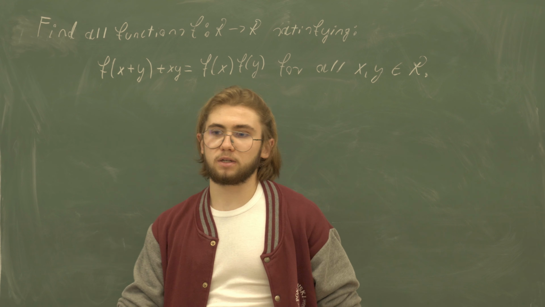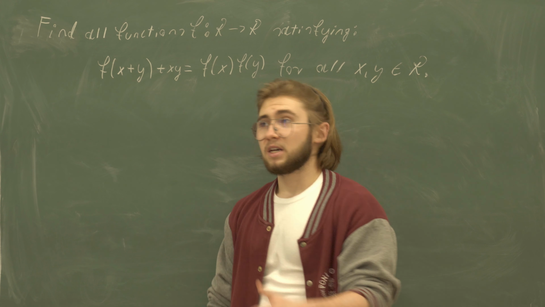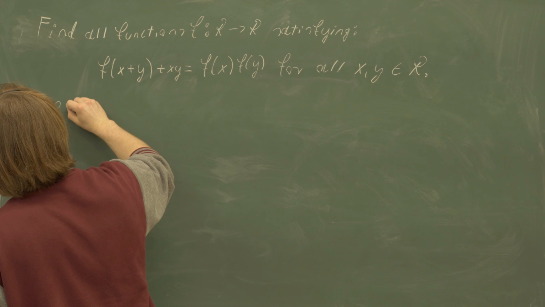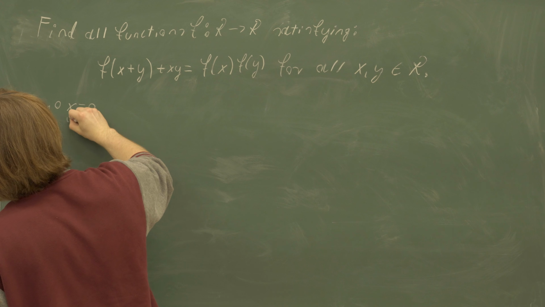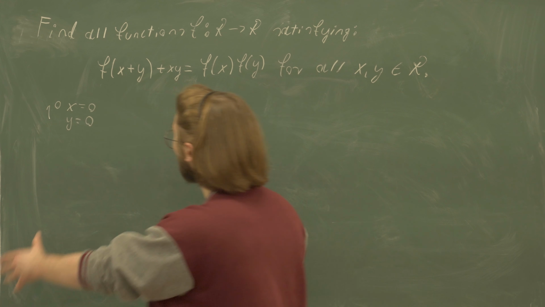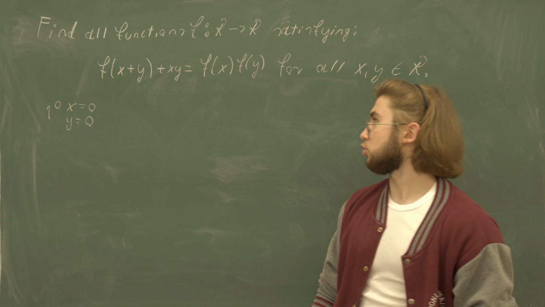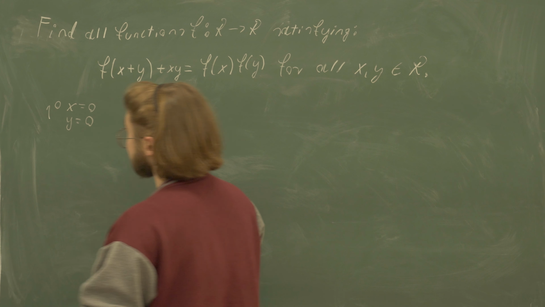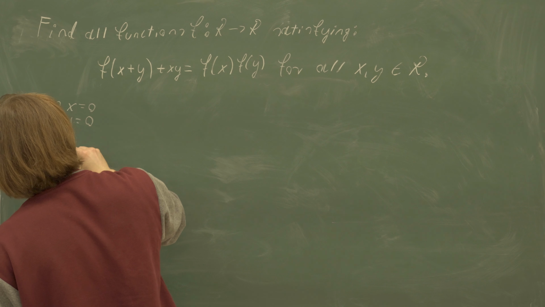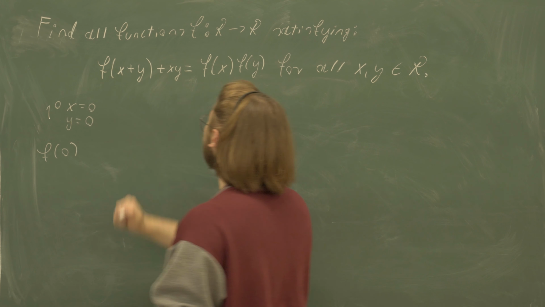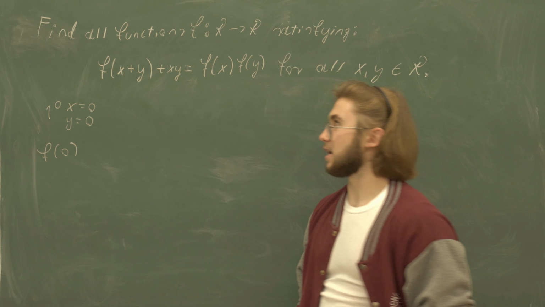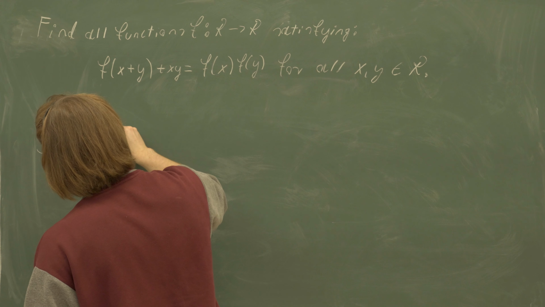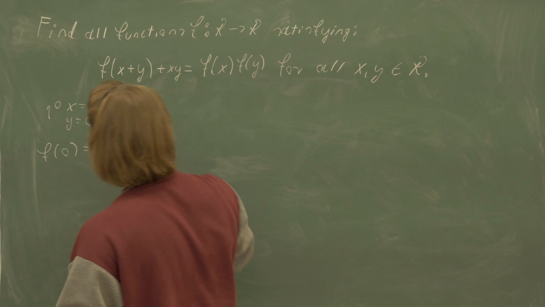So, what are we supposed to do here? First of all, maybe let's try some basic substitution. Let's make the most basic substitution of all, which is x equal to 0 and y equal to 0 at the same time. So f of 0 plus 0 is just f of 0. Then 0 times 0 is 0, not writing it down. f of 0 multiplied by f of 0 is f of 0 squared, so f squared of 0.